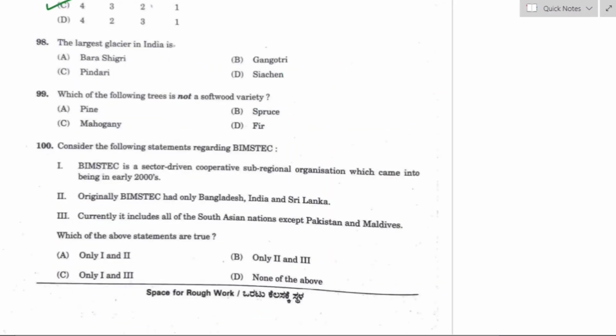Question number 98. The largest glacier in India is Siachen Glacier. Option D is the right answer. Question number 99. Which of the following trees is not a softwood variety? Among these following trees, mahogany tree is not a softwood variety. Option C is the right answer.